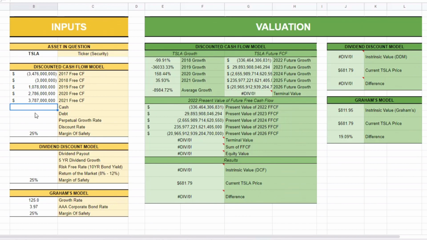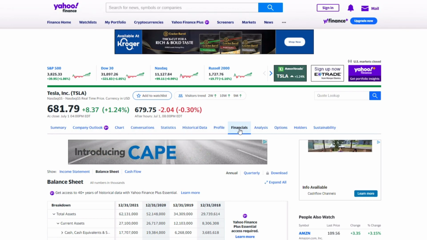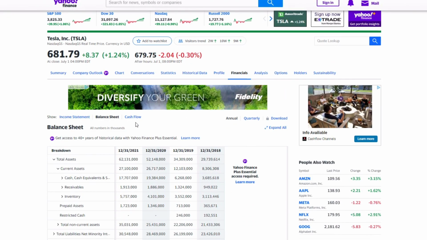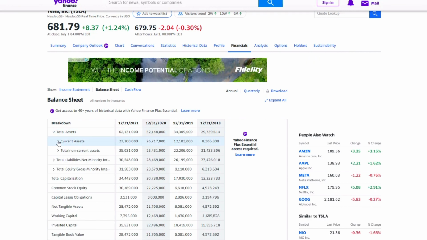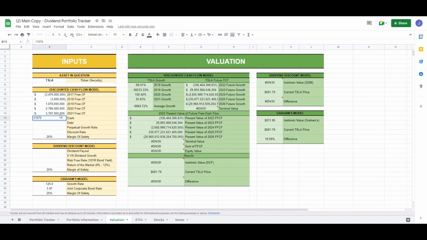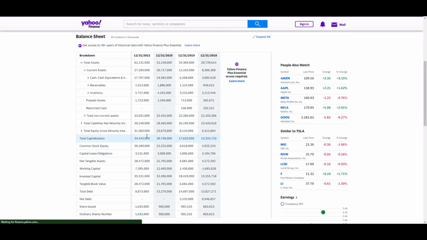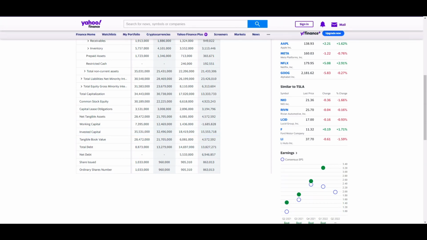So now that we have all of the cash flows in the calculator, let's try to find their cash and debt, and we can do that over on Yahoo Finance. You come over to the tab Financials, come down to Total Assets, click the drop down arrow, come down to cash and cash equivalents, and they are at 17.7 million. So we'll put that in the calculator. And then taking a look at their debt, you come down on the same table, and their total debt is going to be 8.873 million.